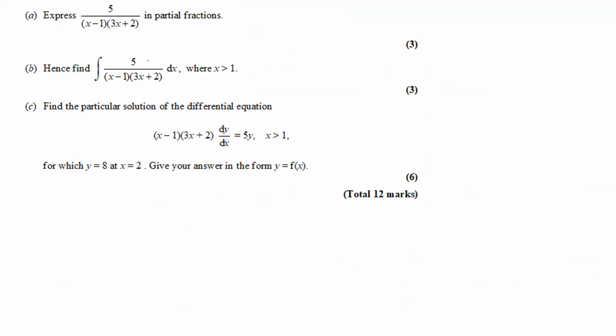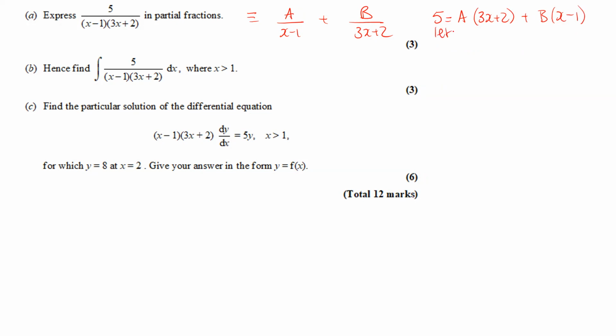Right, next one, partial fractions. Express this in partial fractions. So that's going to be A over x minus 1 plus B over 3x plus 2. And then we can go clear of fractions. So our 5 is going to equal A into what it's not got. Hoping everyone's fine with partial fractions because that's a relatively straightforward part of the course.